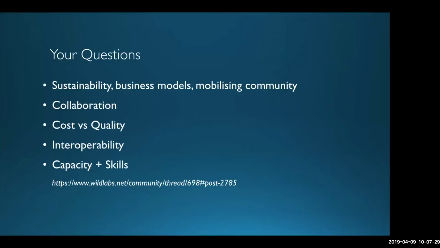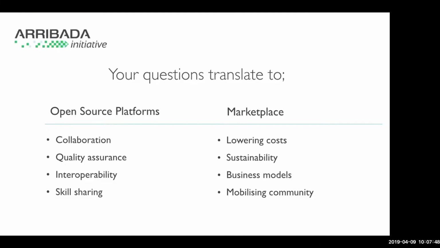And if you have a look at your questions, a number of you, when you aggregate them together, end up talking about the same issues: sustainability, business models, collaboration, cost versus quality, capacity and skills, and interoperability. And these are all valid, and it was great to see these questions come up. So what I've done is translate these into where we are now and how these questions are being answered in the open source community today.